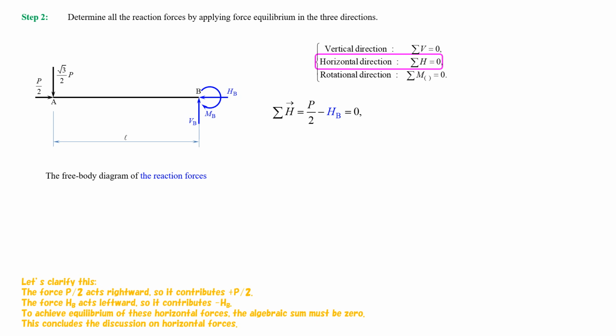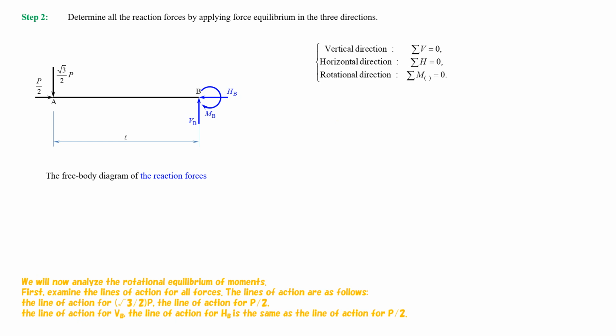We will now analyze the rotational equilibrium of moments. First, examine the lines of action for all forces. The lines of action are as follows. The line of action for the square root of 3 divided by 2, multiplied by P. The line of action for the 1/2 of P. The line of action for VB. The line of action for HB is the same as the line of action for the 1/2 of P.